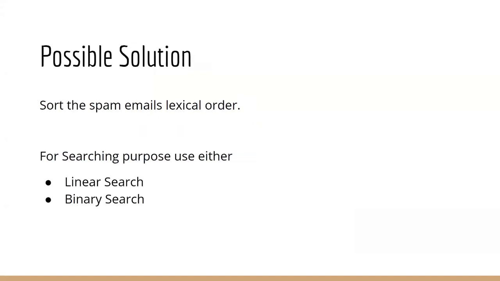The possible solutions for this could be, for example, you are given the spam email IDs. You can sort the spam email IDs in dictionary order, or you can say lexical order. And now, if you're given a random email ID and you have to check whether it is spam or not, you can use either linear search or binary search. Here, your linear search time complexity would be huge, so you can use binary search if the spam email IDs are sorted.